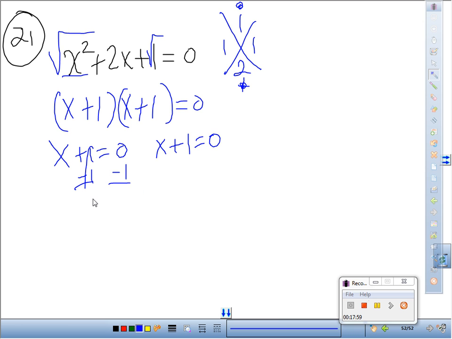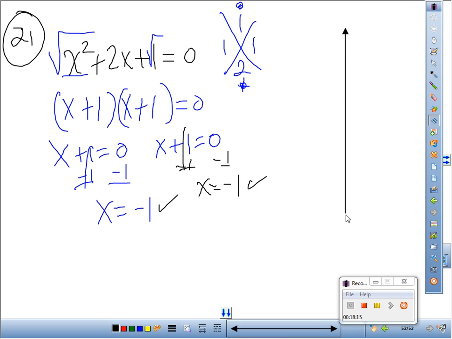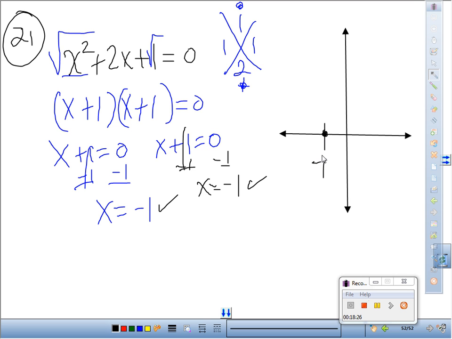Minus 1, x equals negative 1. I'm going to solve the other one for the purpose of clarifying in your noodle what's going on. Minus 1, x equals negative 1. Do you see that this is the same as this? Therefore, on our graph, it doesn't matter how many points you put on that number, it's still going to be the same point. Negative 1, negative 1, negative 1, negative 1. It doesn't matter how many I overlap, it's still one point.